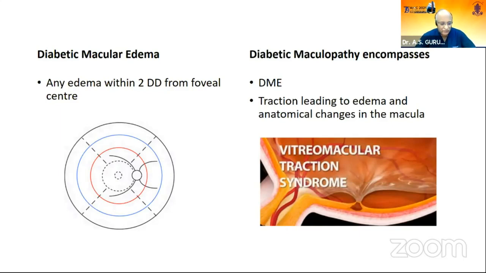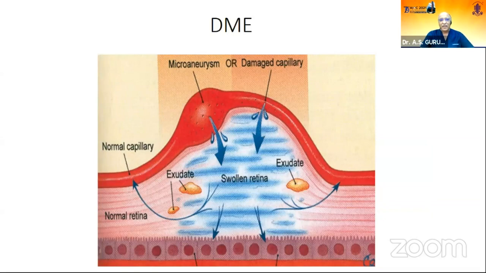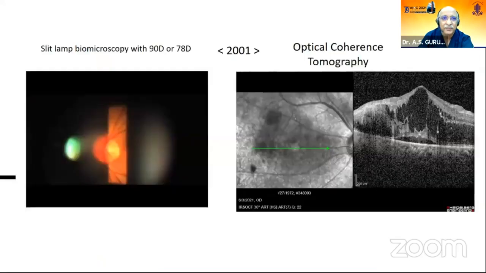It is a narrower terminology compared to diabetic maculopathy, which encompasses both diabetic macular edema and traction leading to edema and anatomical changes in the macula. So this is my favorite slide, a schematic which shows how capillaries and microaneurysms can leak because of damage to the intramural pericytes, causing leakage of fluid and lipoproteinaceous material, causing swelling of the retina and hard exudation.